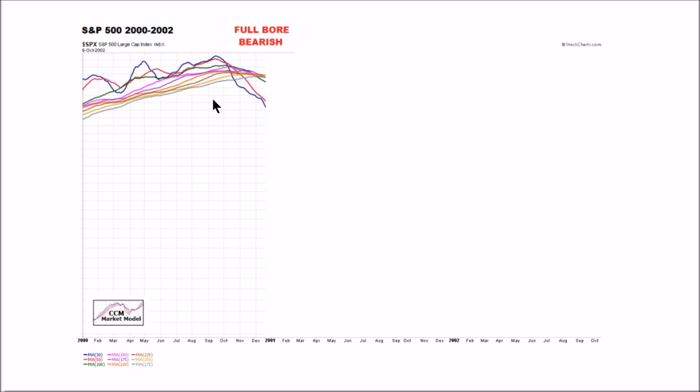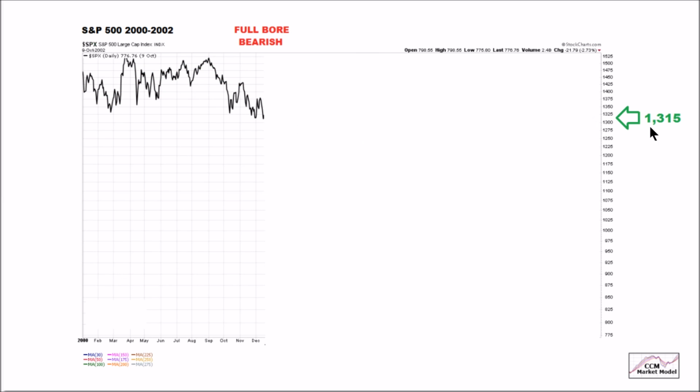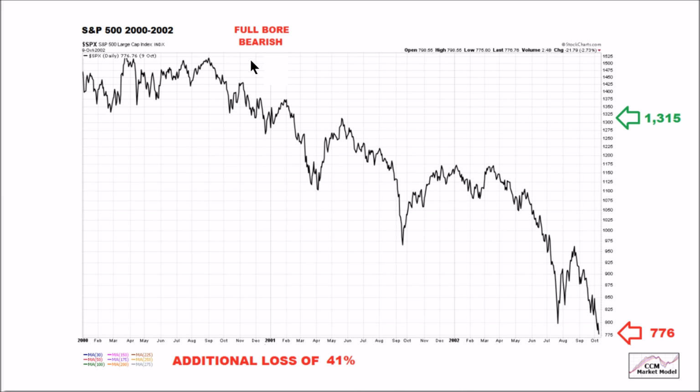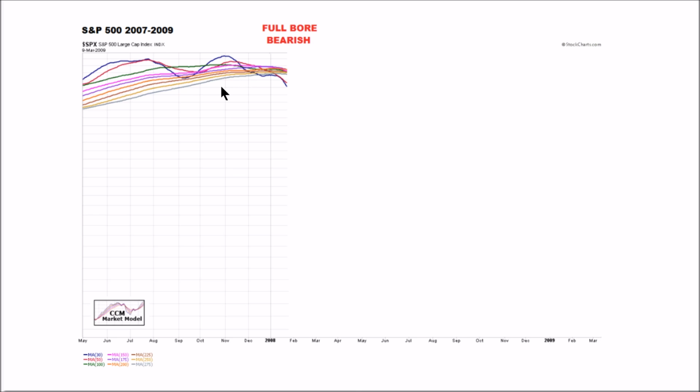If we remove these moving averages and go to the exact same point in time, which is late in calendar year 2000, and just look at price, in this case the S&P 500 was hovering around 1315 when we could see the observable evidence that told us the odds, the risk-reward ratio, was not in our favor. What happened next? After we had the observable and measurable evidence in hand, the S&P 500 lost an additional 41%. In the next segment of the video, we'll use this information to see what the health of the present day market looks like.